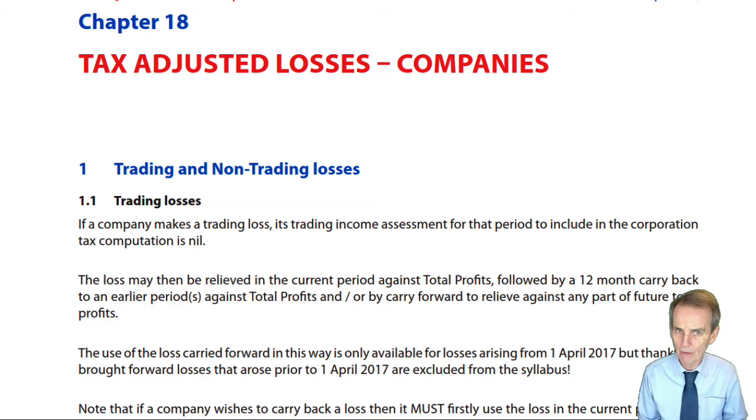If we have the long period of account, as we saw in the previous chapter 17, then we simply break it into two corporate tax computations, two accounting periods, the first of 12 months and the second the balance of the months of that period of account.